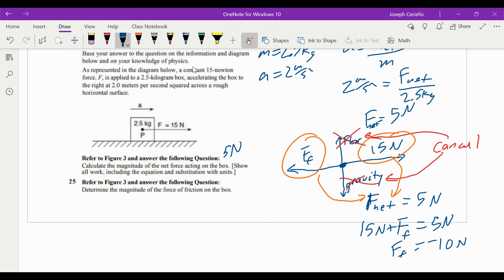All right. So get in the habit of drawing free body diagrams for any force question. They'll help you out a lot in the long run.